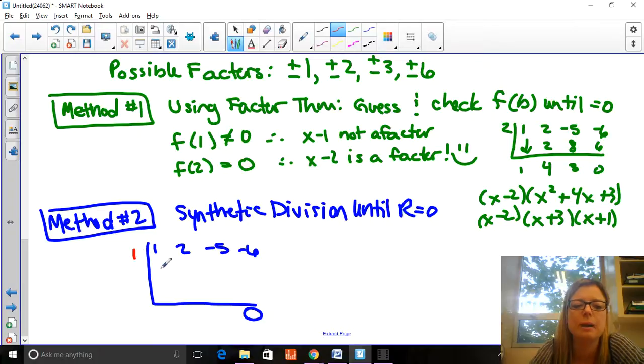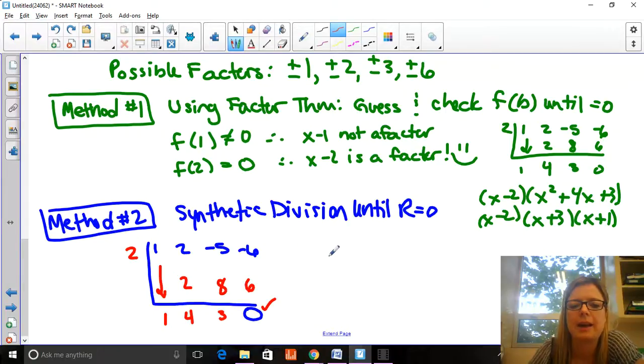I already know that 1 doesn't work, but I'll show you using synthetic division how I would do this. So I put a 1 here. I bring down my 1. 1 times 1 is 1. I go through and do this synthetic division. Well, that doesn't work because I don't get a remainder of 0. So erase. Now I'm going to try the next number, 2, and I'm like, please let me get a remainder of 0. And you already know that I will. Awesome, I did get a remainder of 0.